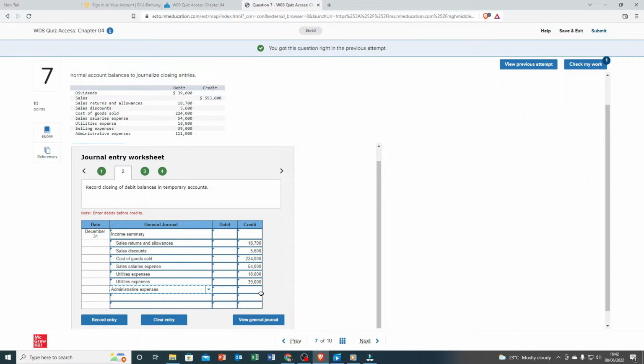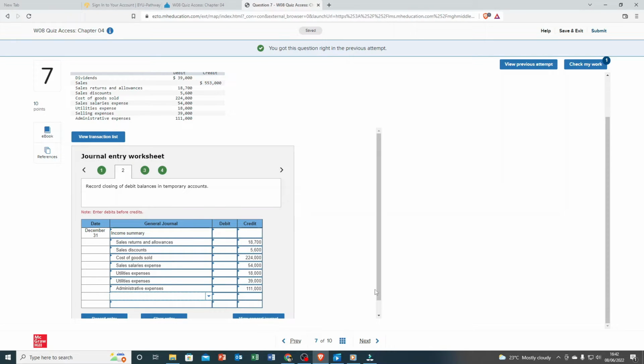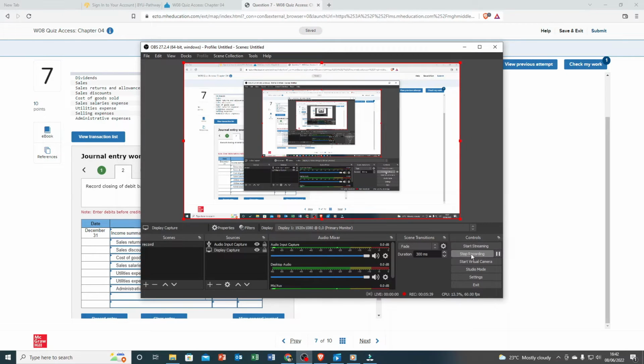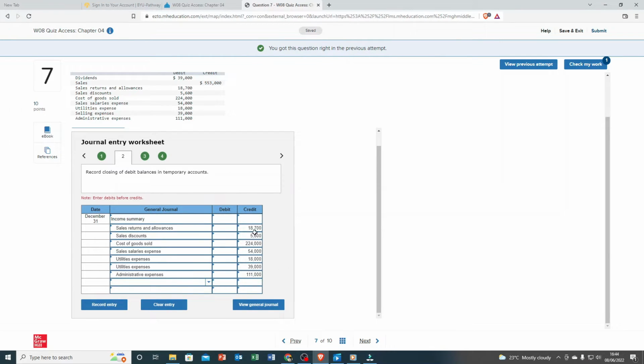The administrative expenses we also credited as well. It's here. After that, we get all these figures here, and we leave it for now.